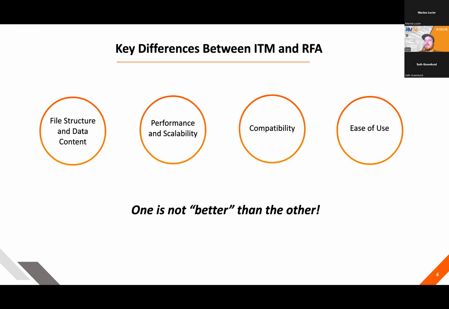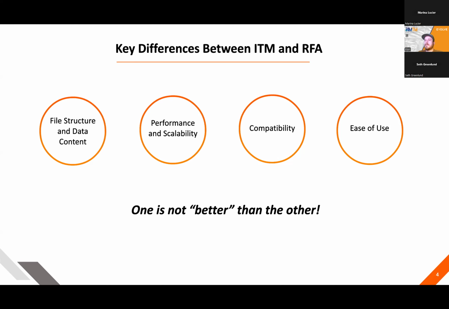So that brings us to the next point here, performance and scalability. Because of what I just mentioned in the previous point, I think it's a common thing to believe that RFAs are quote unquote heavier than ITMs and could slow a model down. This can be true, but I don't think it's necessarily the reason that a lot of people think that it might be slowing it down.